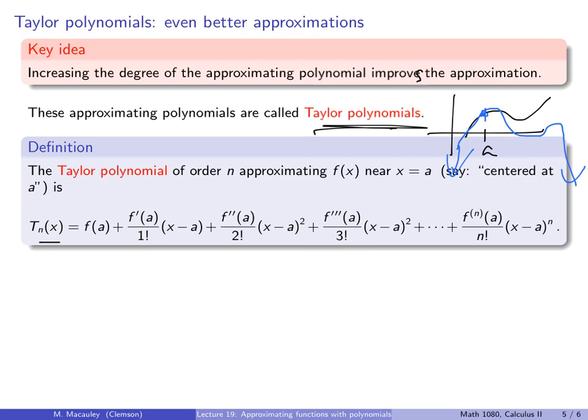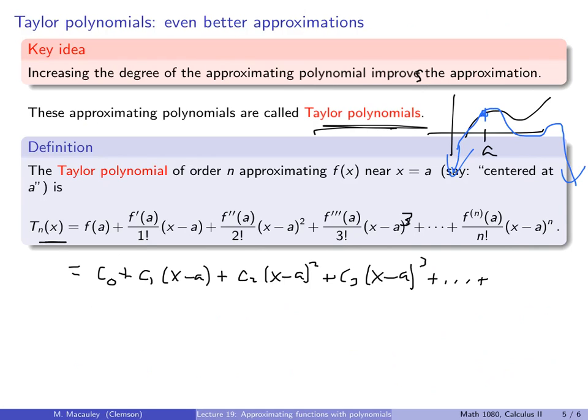So this polynomial, Tn of x, is a polynomial of degree n. It's going to be c0 plus c1 times (x minus a). If you don't like the a, just pretend a is 0. That's what we did in the examples before. So plus c2 times (x minus a) squared plus c3 times (x minus a). Ooh, there's a typo up here. That should be a 3, not a 2. (x minus a) cubed, plus dot dot dot, plus cn times (x minus a) to the n.